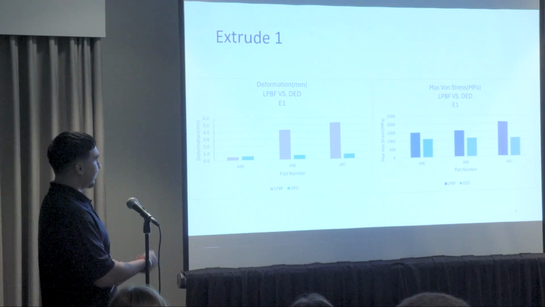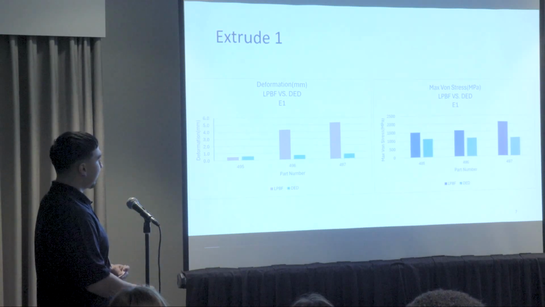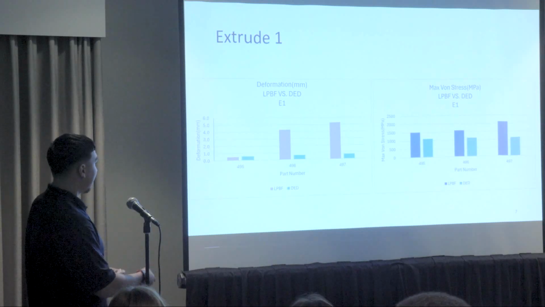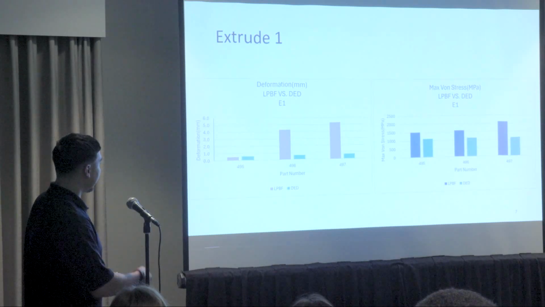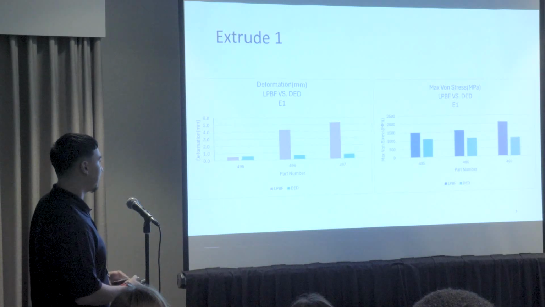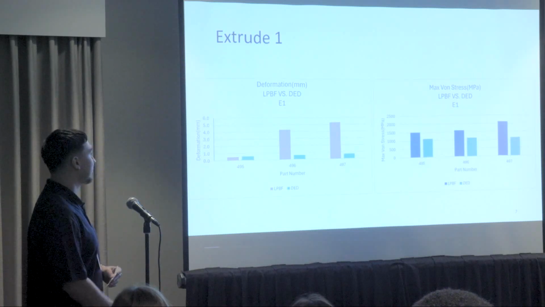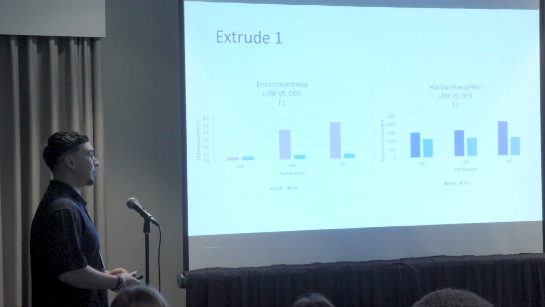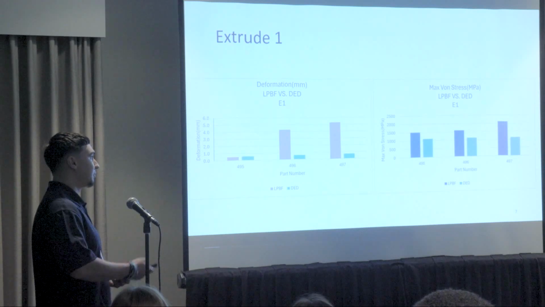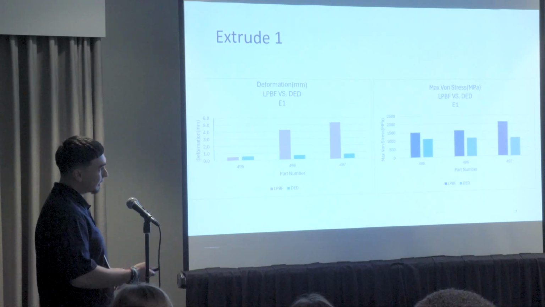On the left, we have the deformation. On the right, we have the stresses. And we can see in this extruded part that for the most part, deformation is a lot higher in laser powder bed fusion. And then in the stresses, direct energy deposit has a general less tendency to have max stresses.